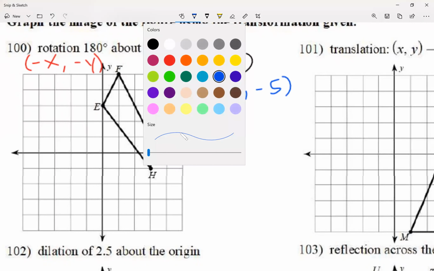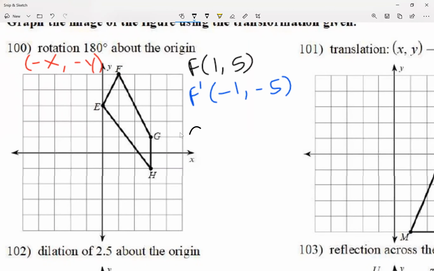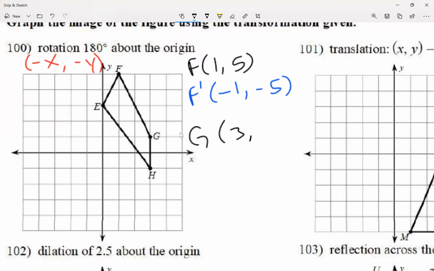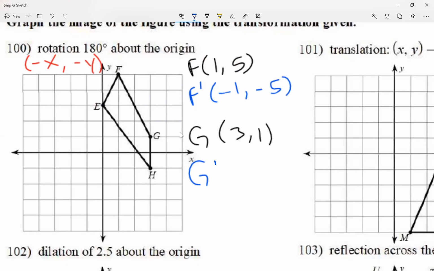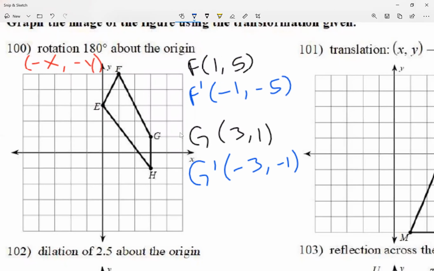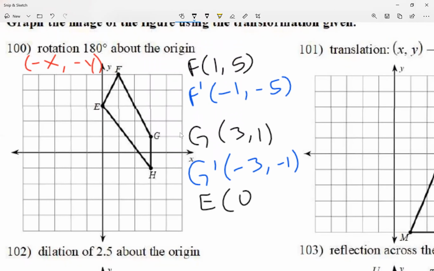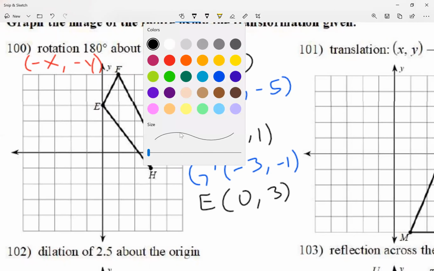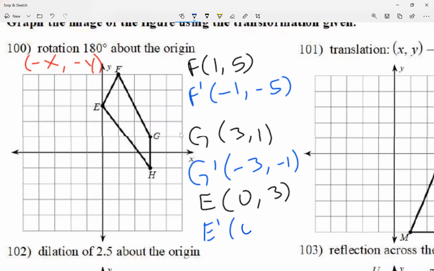All right, what if I asked you to follow point G? Coordinates of G are 3, 1. So G prime will be negative 3, negative 1. All I'm doing is I'm switching the signs. All right, I could do H prime. I could ask you for E prime, any of those. But actually, let me do E prime. Let me follow E. Interesting part on E. Coordinates are 0, 3. I got to switch the sign. So E prime will be 0, negative 3. There's no such thing as a negative 0.